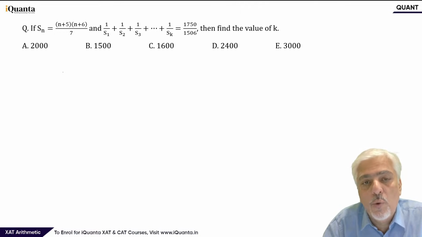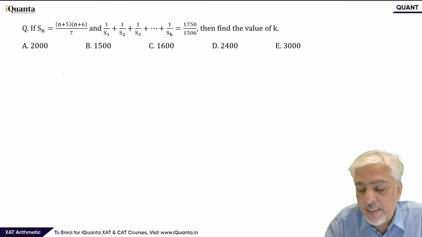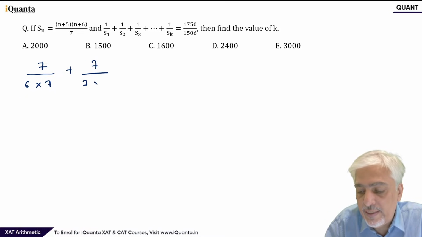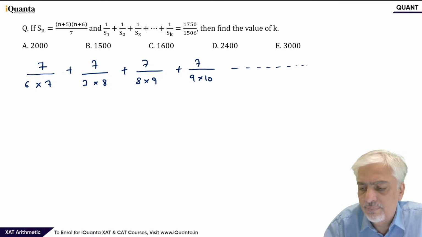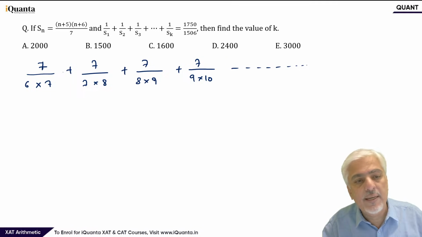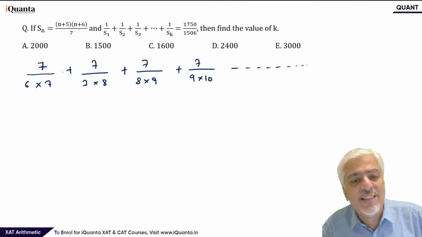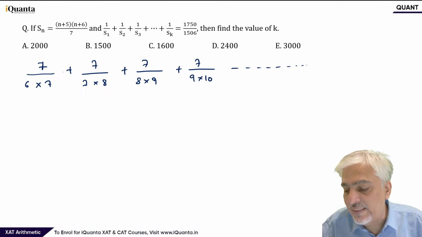What will we want? 1 upon S1. So what will be 1 upon S1 first? It will be 7 upon, first term when I take n as 1, 6 into 7, plus 7 upon 7 into 8, plus 7 upon 8 into 9, plus 7 upon 9 into 10, up till somewhere. We don't know where. Up till whatever kth term. So the last two terms are k plus 5 and k plus 6.